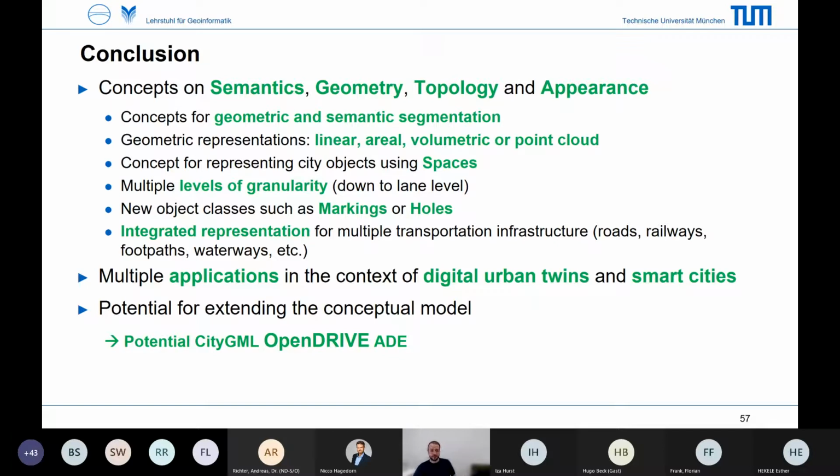And also, as I mentioned, there's potential for extending CityGML in the direction maybe of OpenDRIVE, and I think that is something that would be interesting and challenging to discuss in the future.